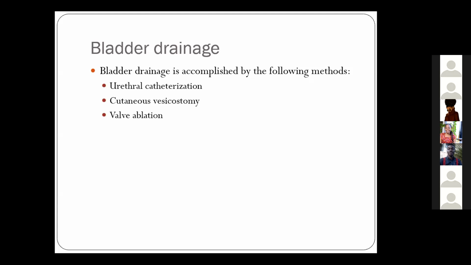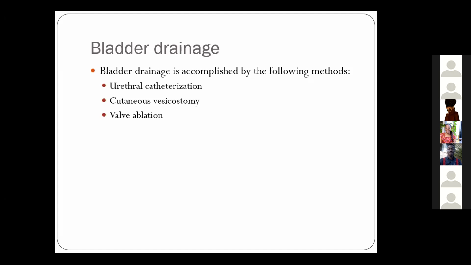And this is just used to buy time for you to do the valve ablation or valve incision. Valve ablation and incision are the definitive treatment, the definitive surgery for this condition. But these are endoscopic surgeries, and I don't know whether you guys have seen some endoscopic surgery, but it involves passing some equipment via the urethra. And some of these children will have a small urethra, unable to accommodate the equipment. So what you want to do is to first give them a cutaneous vesicostomy.